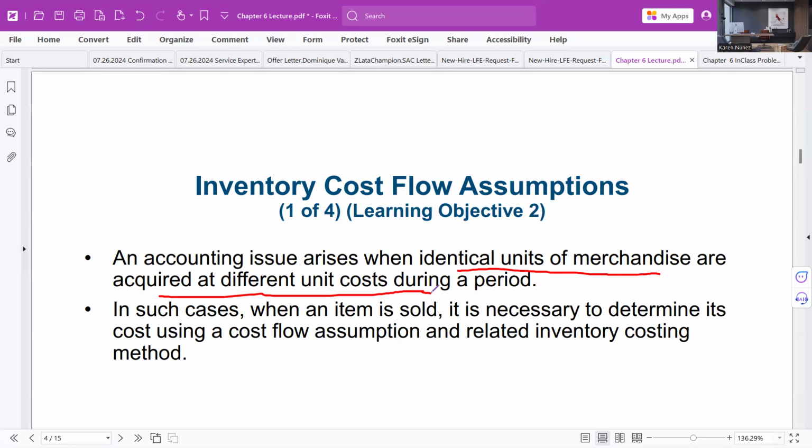The problem is when you're trying to determine the cost of the ending inventory or the cost of goods sold, what cost should you use? Which costs? The cost from the beginning of the period or the end of the period or the middle of the period? How do you determine the cost that should be assigned? So we have to make an assumption, and we call that the cost flow assumption. This cost flow assumption is what we use to determine the appropriate cost that should be assigned. Let's look at an example.